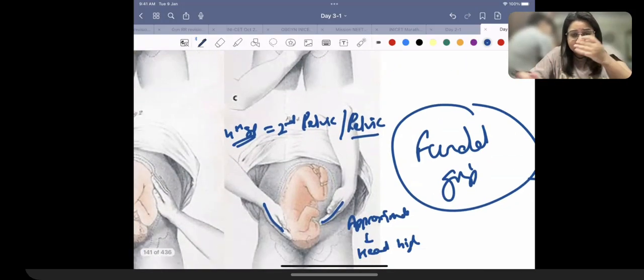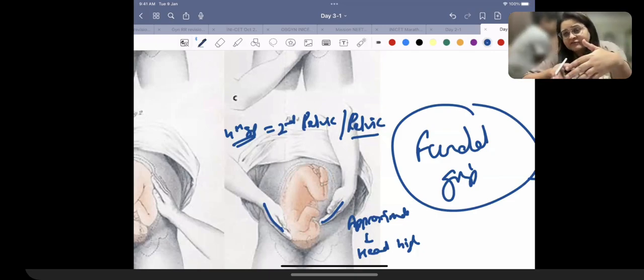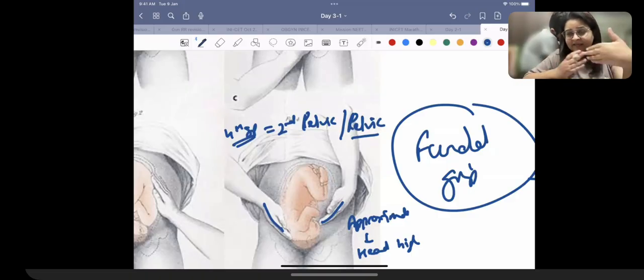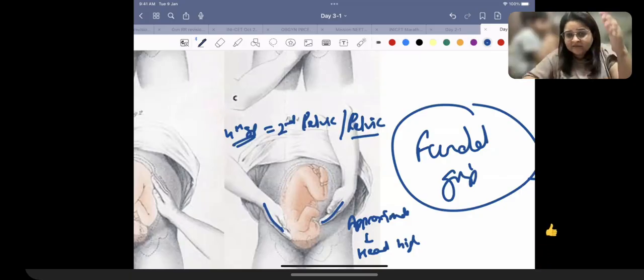And the fourth grip is also called the second pelvic grip or just the pelvic grip. Here you turn yourself towards the feet of the patient and you try to approximate your hands. If they approximate, the head is high. If they don't approximate, the head has entered the pelvis.